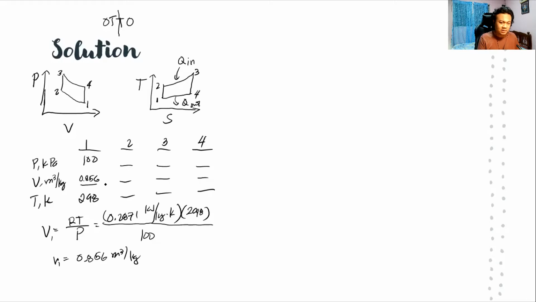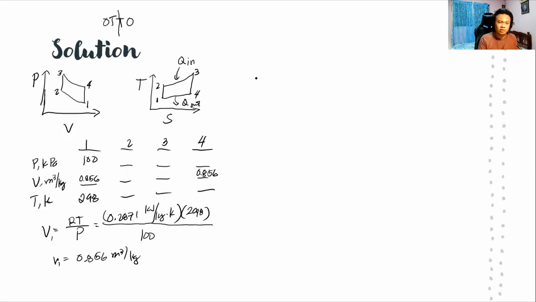Okay. Next, to get V2, or any other volumes or properties here. As you can see, to make our lives easier, diba? One, this is an isochoric process, 4 to 1. Isochoric means equal in volume. So V4 is equal to V1 actually, diba? Because you can see it's just a straight line, so it has no change in volume.